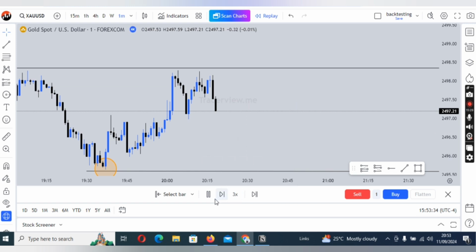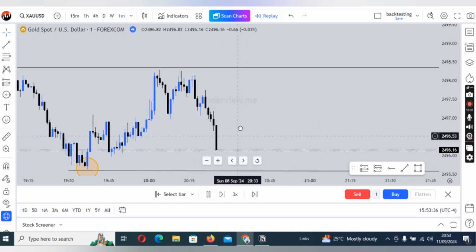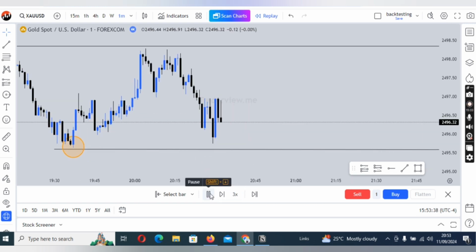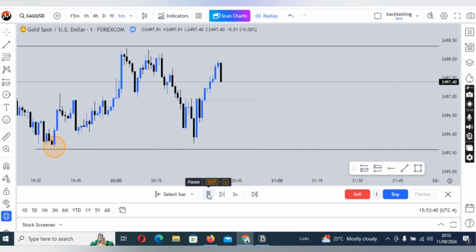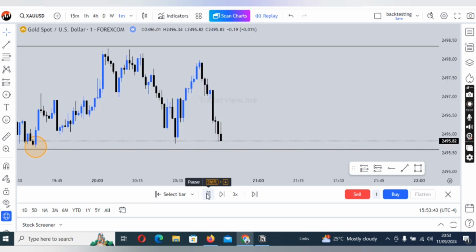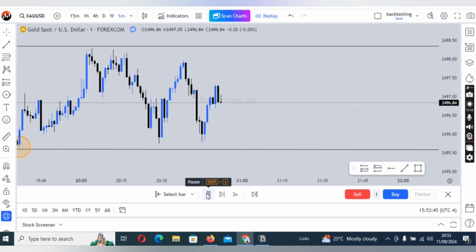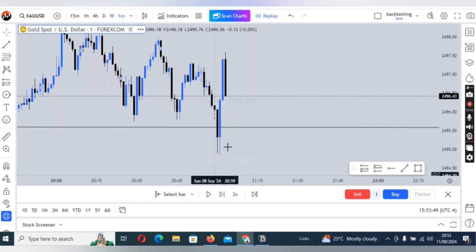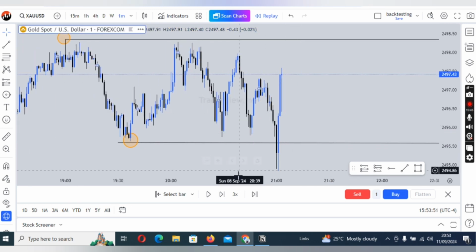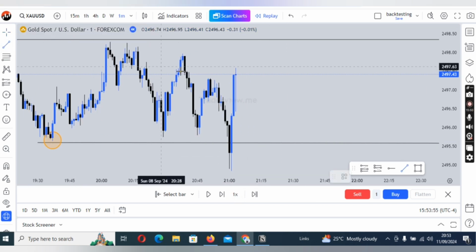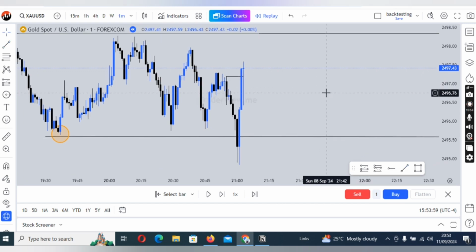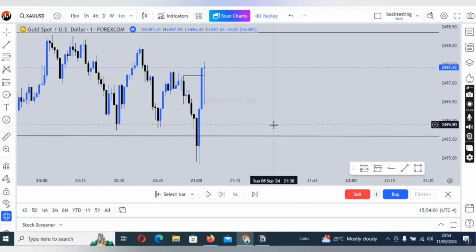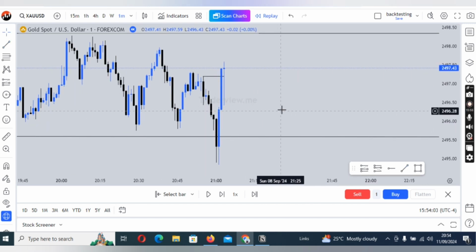Let me just increase it a bit. Right, we get a sweep. So price has swept it. Don't forget 3 candle formation. This is the last swing high. Price has taken out the swing high.